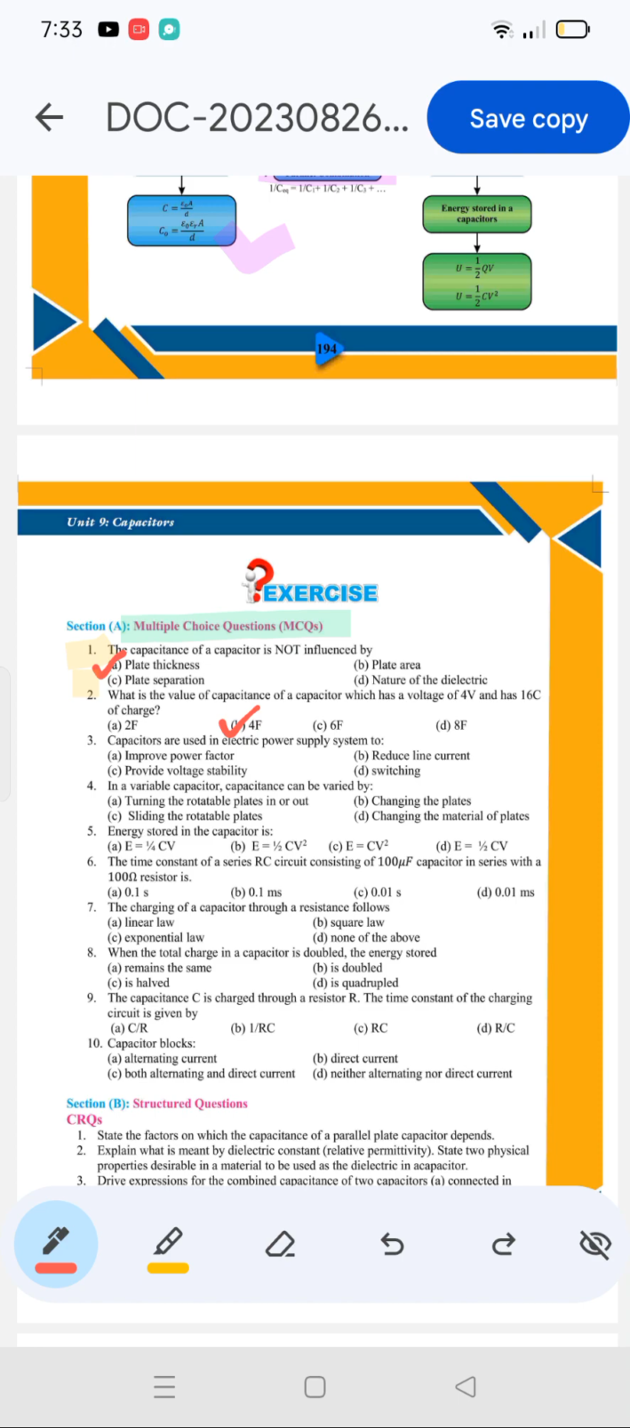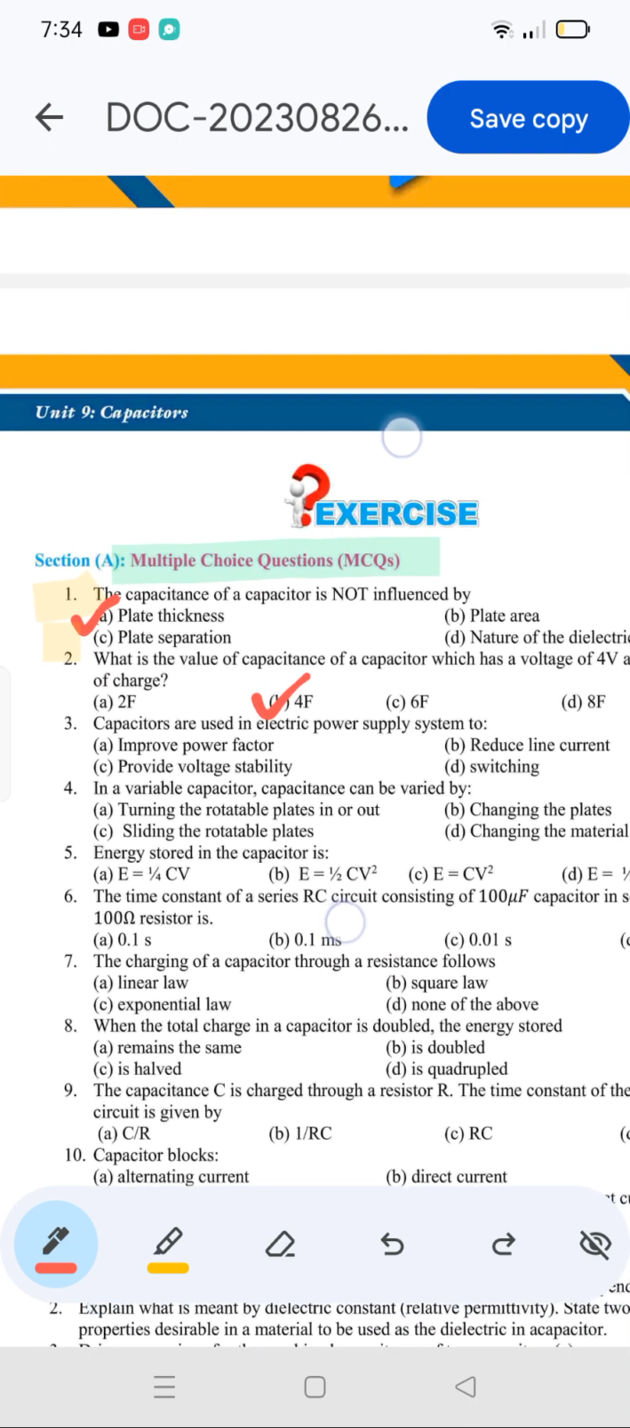We need to find C, so voltage was multiplying with the C. When it goes to the other side, it would be divided with the Q, right? So C is equal to Q per unit V, and Q is 16, V is 4. So 4 ones are 4, 4 fours are 16. Thus, we got 4 farad as the capacitance of the capacitor.